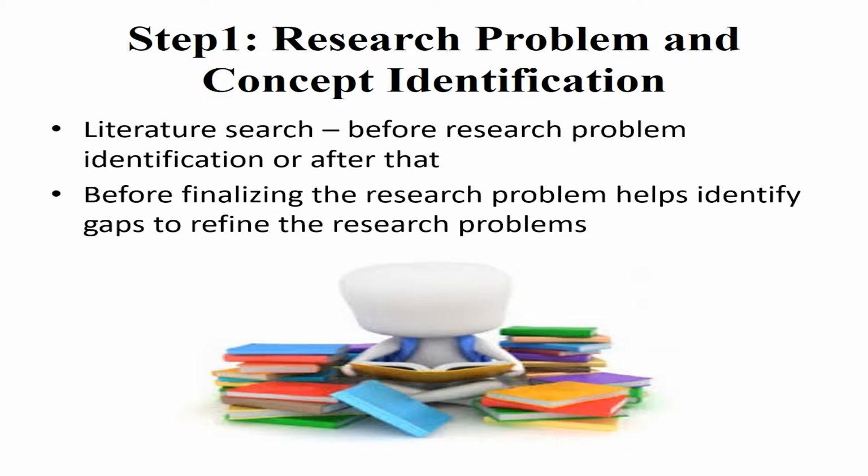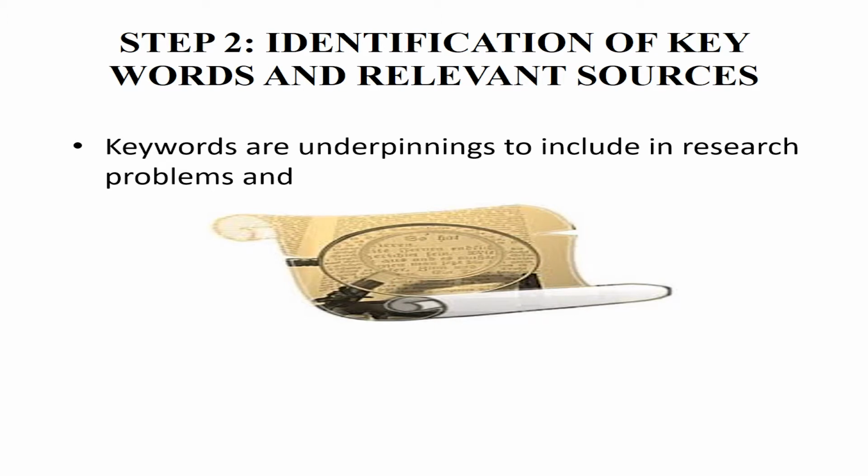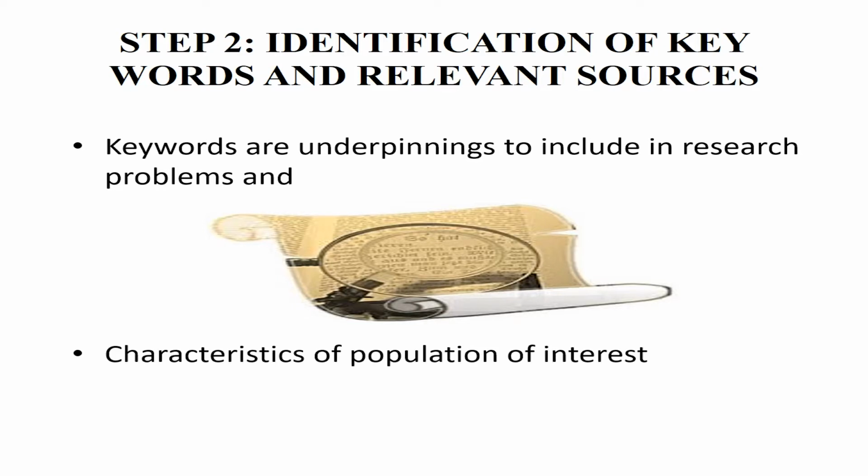The next step is the identification of keywords and relevant sources. The keywords are the underpinnings for the search of literature that can be included in the research problem and the characteristics of the population of interest, etc.